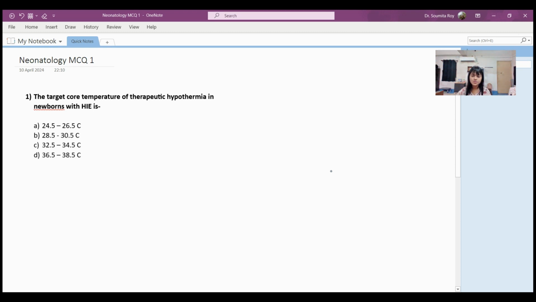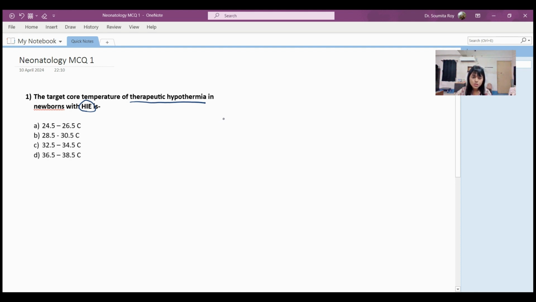Today we are going to discuss 5 most important and potential MCQs in pediatrics for your upcoming NEET PG and INI-CET exam. Okay, so let's begin with the first question: what is the target core temperature of therapeutic hypothermia in newborns with HIE? So you see, therapeutic hypothermia in newborns with HIE.